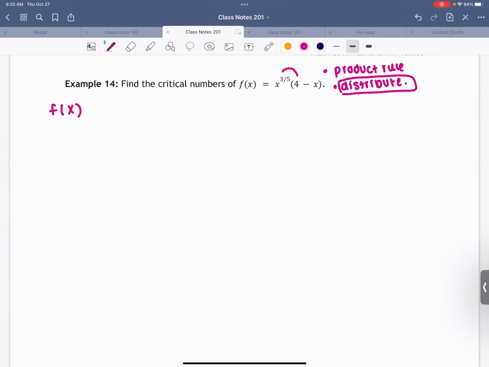Okay, so f of x is, if I distribute this over, 4 times x to the 3/5 is 4x to the 3/5, right? What's x times x to the 3/5? x to the 8/5. Yep, x to the 8/5. Remember, we add the exponents when we multiply. Okay, so we have 4x to the 3/5 minus x to the 8/5. That's my original function. Let's find its derivative.